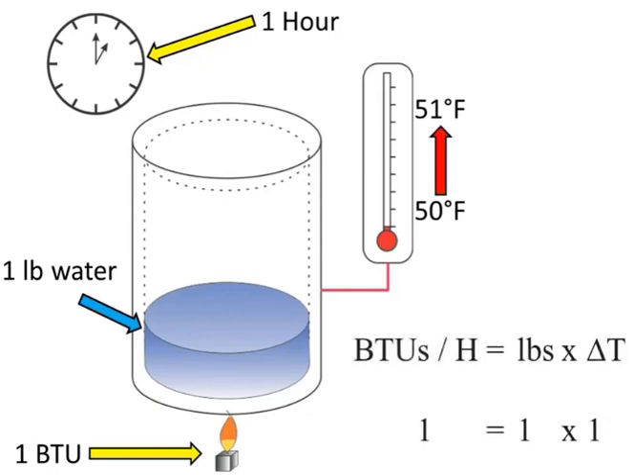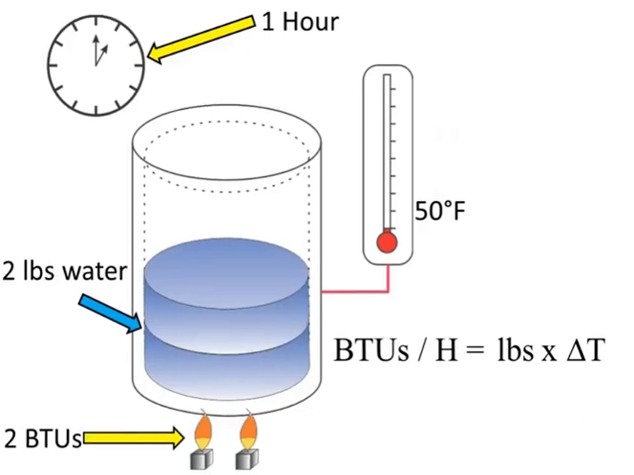The mathematical expression of the process is BTU per hour equals pounds of water multiplied by delta T. Delta T is the amount of temperature difference before and after the process. In this example, 1 BTU per hour is equal to 1 pound of water multiplied by delta T, which is 1 degree Fahrenheit. Please note that this is a theoretical experiment, and it must assume that all the heat is transferred from the flame to the water without any loss.